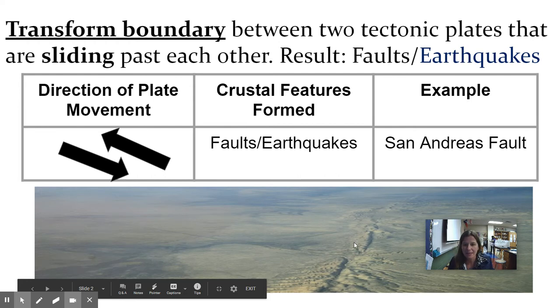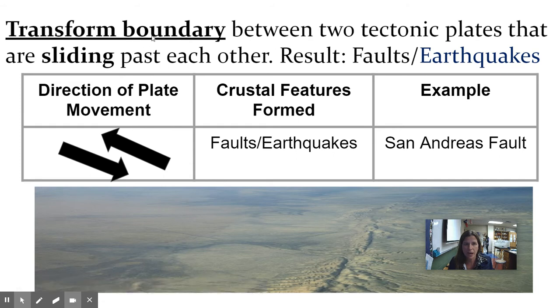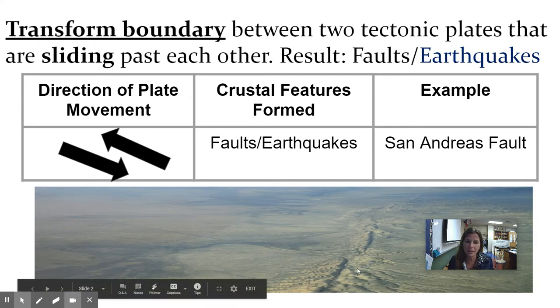Again, earthquakes are going to occur at all boundaries because these plates are going to move. When enough force is built up, an unbalanced force occurs, and then we have motion, which are earthquakes.